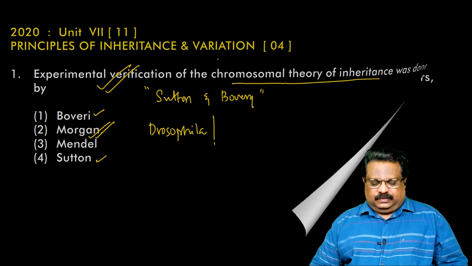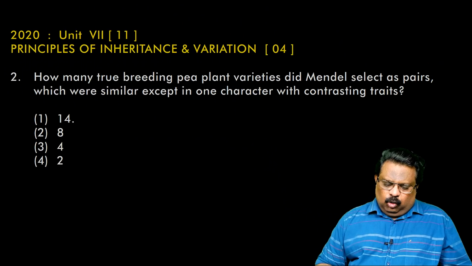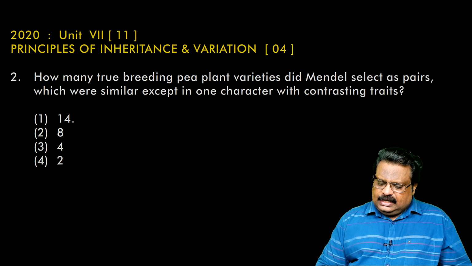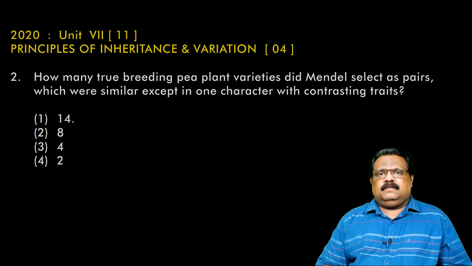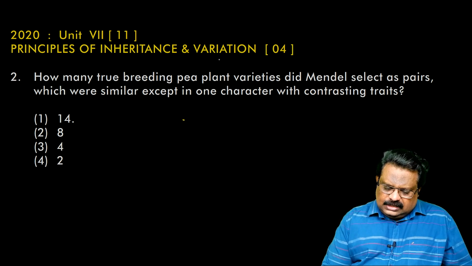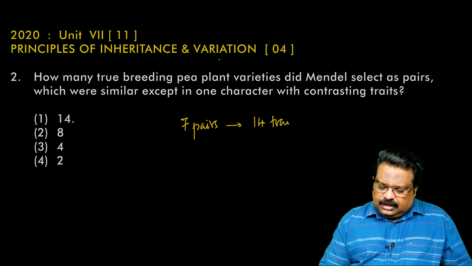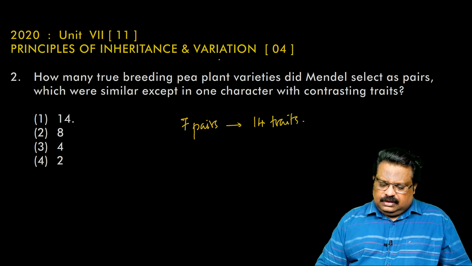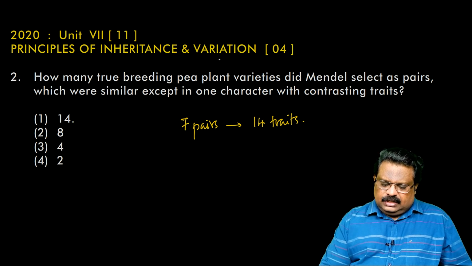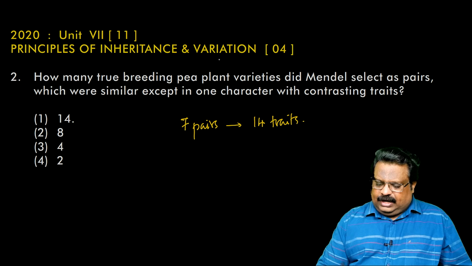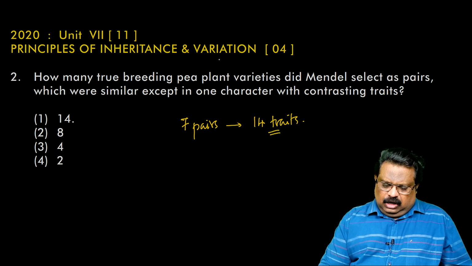Now the question number 2. Second question: how many true breeding pea plant varieties did Mendel select as pairs? We studied that there are 7 pairs of characters, isn't it? 7 pairs of characters have opposite traits, 14 traits are there. Which were similar except in one character with the contrasting traits, opposite traits. So how many true breeding plant varieties?